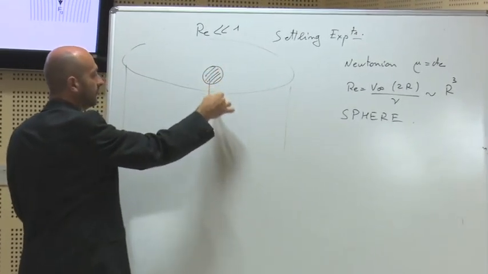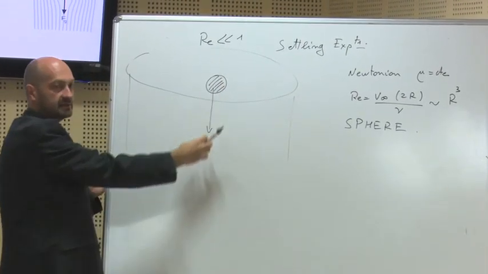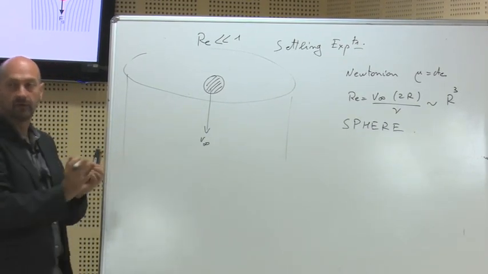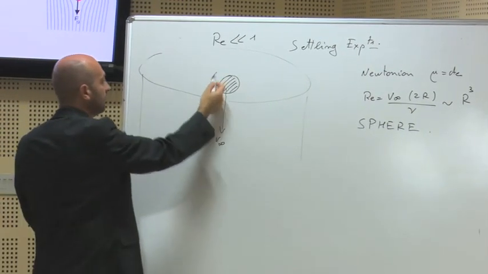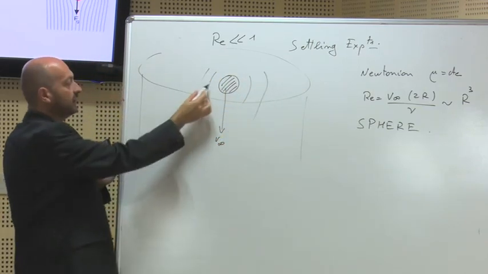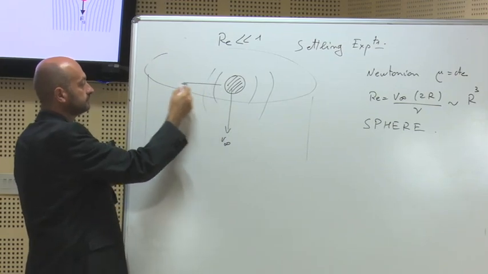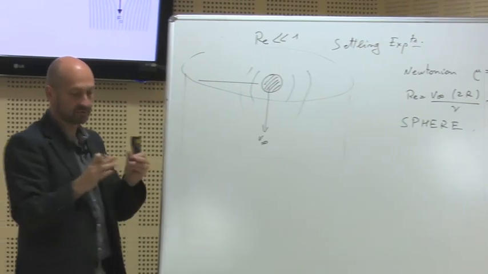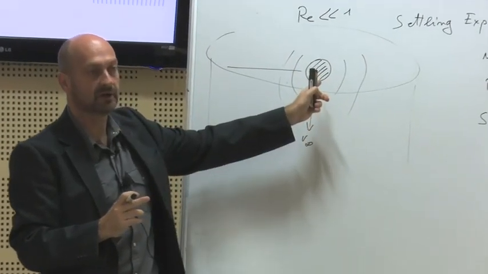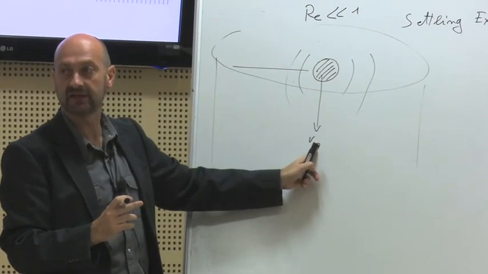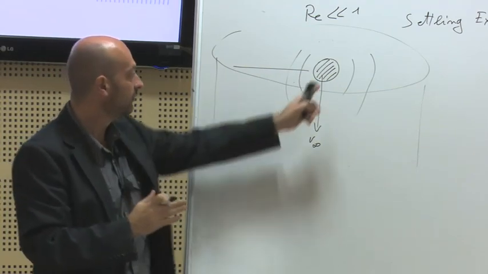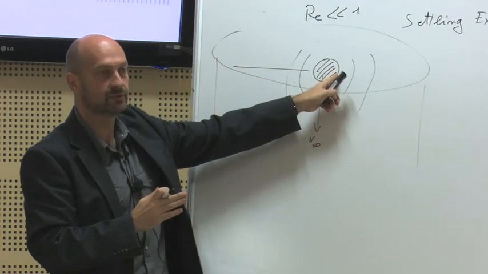If you look at the flow field, because the sphere is going down, of course, the fluid is going to move up, and then you have a flow around the sphere. Okay, so you will have a flow around the sphere. And this flow, at the position of the particle, will be of the same order as V infinite because of the no slip boundary condition on the sphere. So the fluid is moving at this velocity close to the particle.